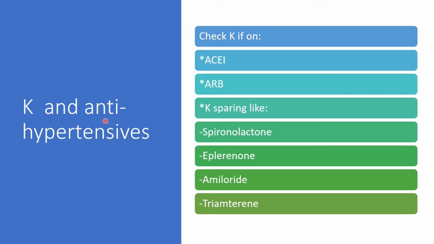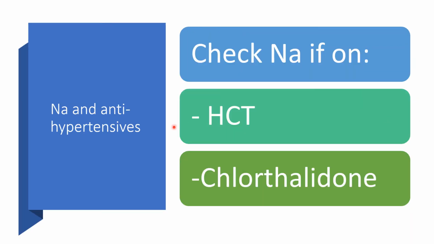Now, potassium and antihypertensives. We have to check the value of potassium if we have placed anybody on ACE inhibitors, angiotensin receptor blockers, potassium sparing agents like spironolactone, eplerenone, amiloride, or triamterene. We must check the value of potassium here. Sodium and antihypertensive agents. If anyone is on hydrochlorothiazide or chlorthalidone, we must know the value of sodium.